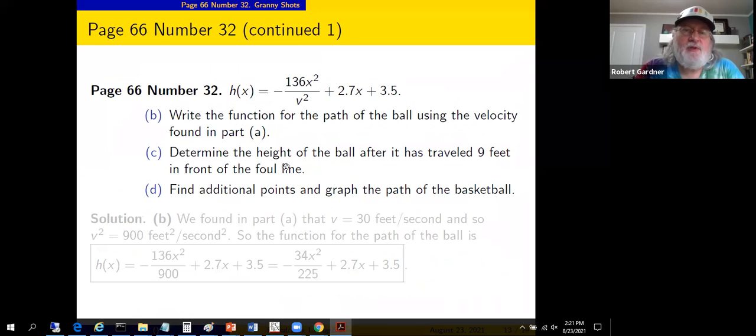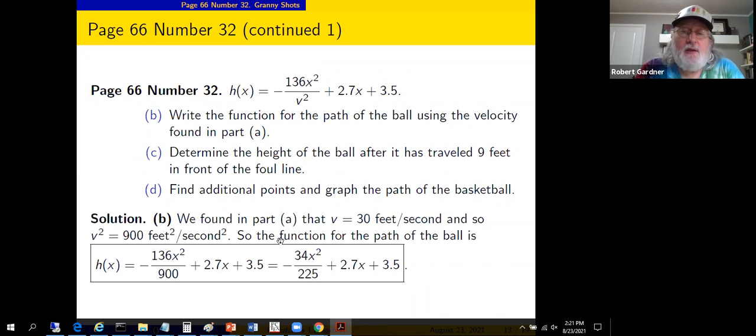Secondly, part B, they wanted us to write the function for the path of the ball using the velocity, 30 feet per second. Okay, we'll just plug v equals 30 feet per second in right there. V squared is 900 feet squared per second squared. Substituting in that 30 for v, producing a v squared of 30 squared, back to 900. And we can simplify that a little bit.